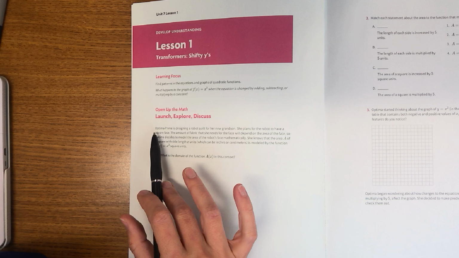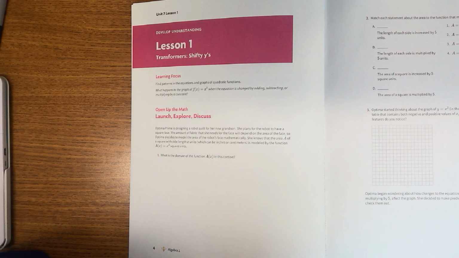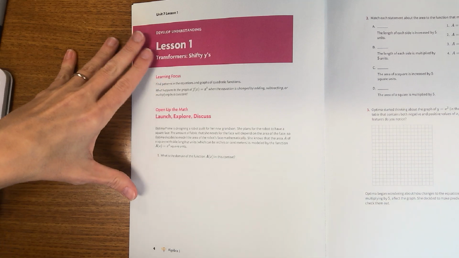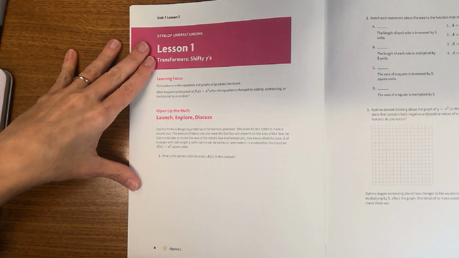Here is our opening problem. Optima Prime is designing a robot quilt for her new grandson. She plans for the robot to have a square face. The amount of fabric that she needs for the face will depend on the area of the face. So Optima decides to model the area of the robot's face mathematically. She knows that the area A of a square with side length x units, which could be inches or centimeters, is modeled by the function A of x is equal to x squared units.